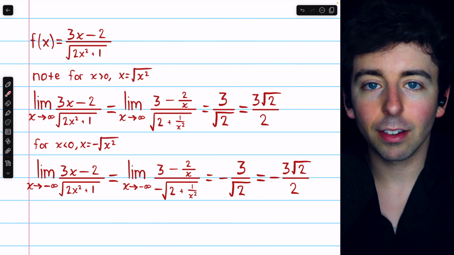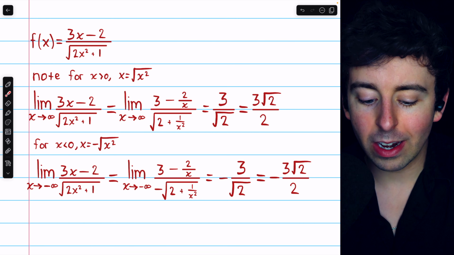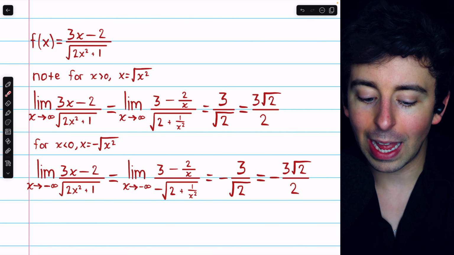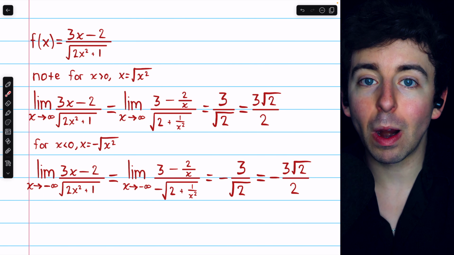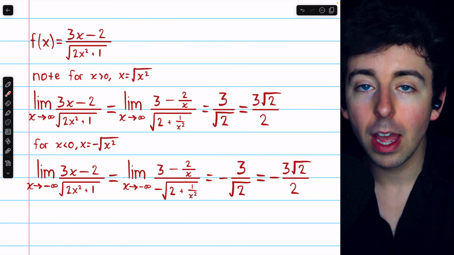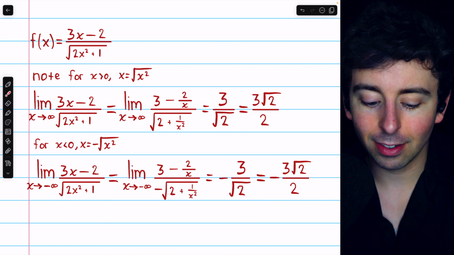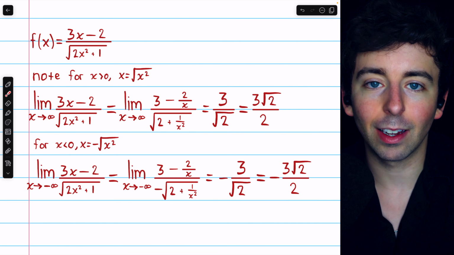In the case where x approaches negative infinity, the only change we'll make to our strategy is to note that now x is negative, and so x isn't equal to the square root of x squared. Rather, x is equal to negative square root of x squared. But again, we're going to divide the numerator and denominator by x, but in the denominator now we're thinking of it as negative root x squared.